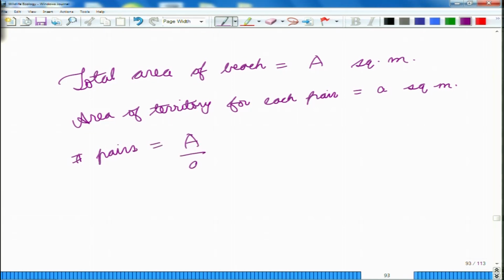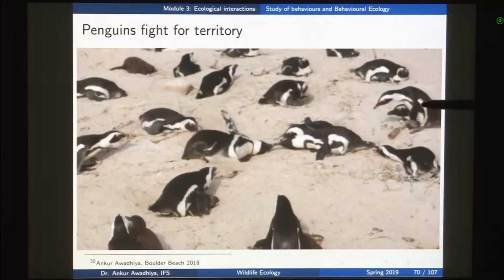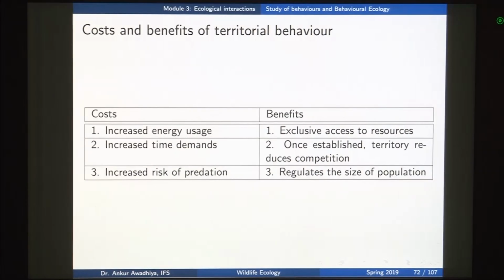by capital A divided by small a. If the number of penguin pairs is greater than this value of capital A divided by small a, then they will not find any space for breeding. They will not find any amount of sand nearby to have their own nest. So this behavior of territoriality automatically puts a check on the size of the population. This is also another benefit that we get from the territorial behavior.